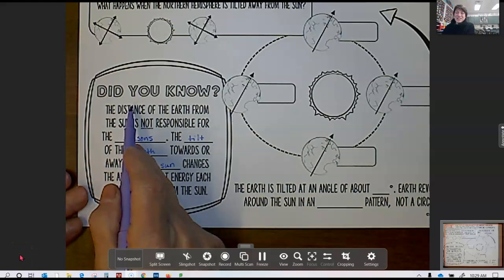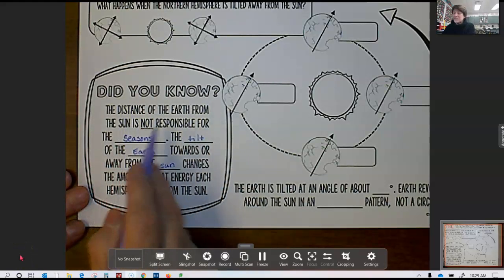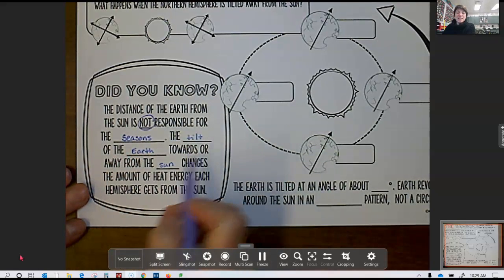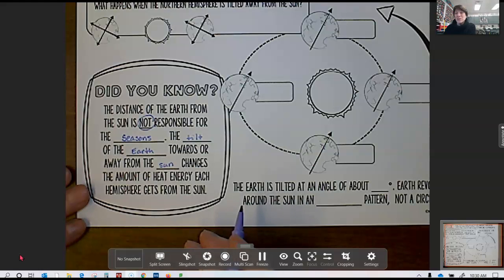So let's fill in this did you know section. Did you know the distance of the earth from the sun is not responsible for the seasons? The tilt of the earth towards or away from the sun changes the amount of heat energy each hemisphere gets from the sun. Now, in our notes here, we're going to be focusing on what's happening to the northern hemisphere because that's the hemisphere that we live in.